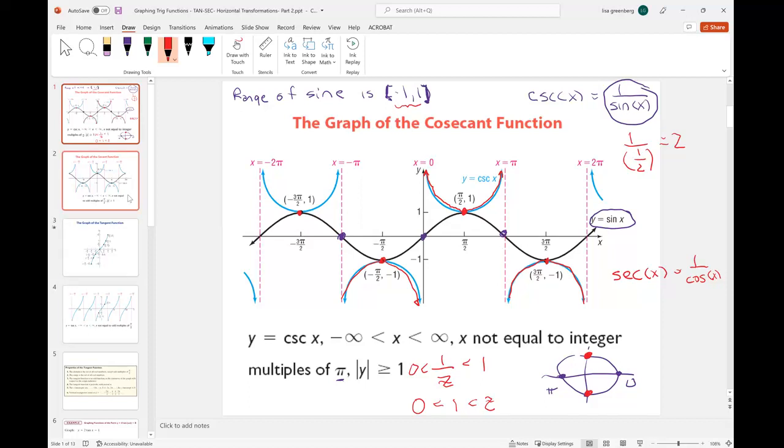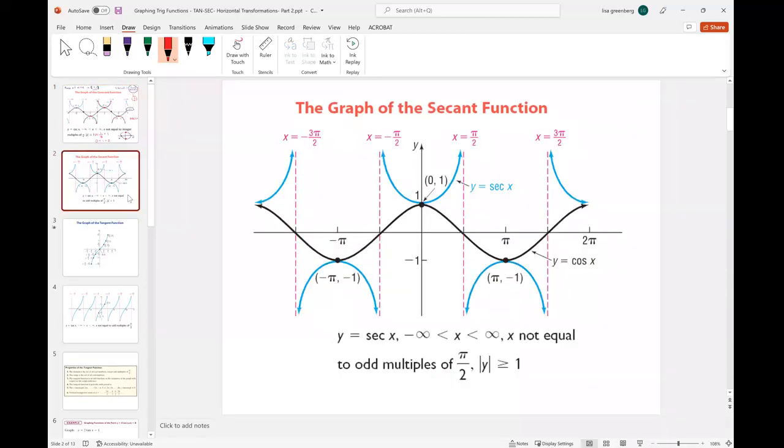And I have a picture of the secant, and you can see that it's exactly the same, except we can't have odd multiples of pi over 2, because that's where the cosine is equal to 0, at pi over 2 and 3 pi over 2 and so on. So do those secant and cosecant graphs make sense to you? I know making sense and doing them yourself are two different things, but I'm just wondering if you understand at least how they're working.